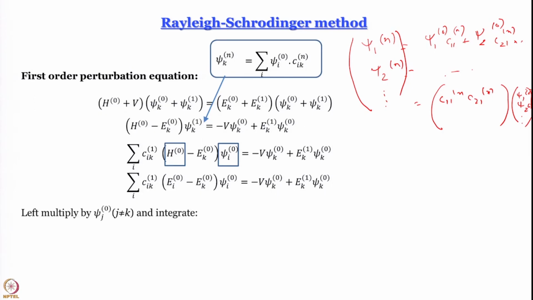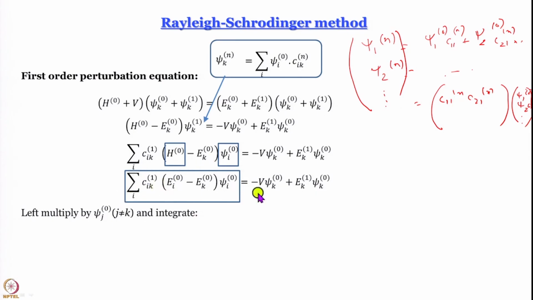I am going to left multiply by a wave function. In this case again I am going to left multiply by an unperturbed wave function, a particular unperturbed wave function. j is not a general index here. Psi j 0th, where j is not equal to k also. Why? Because then when I integrate, this term is going to vanish. So, we left multiply by psi j 0th where j is not equal to k and we integrate over all space. So, this is going to give me an integral in which only one term is going to survive, right.